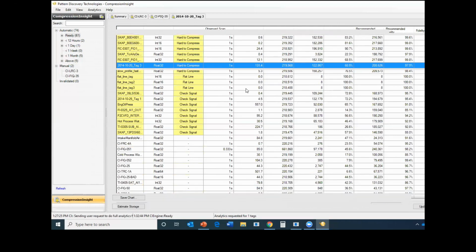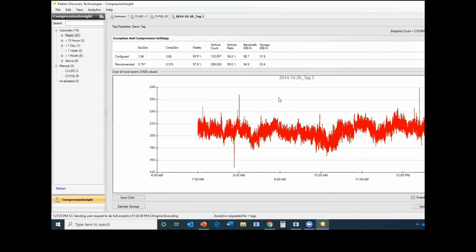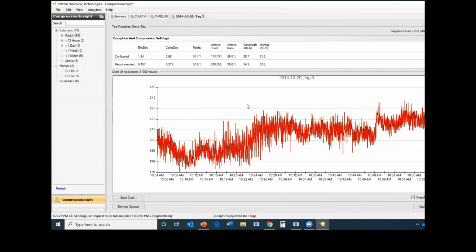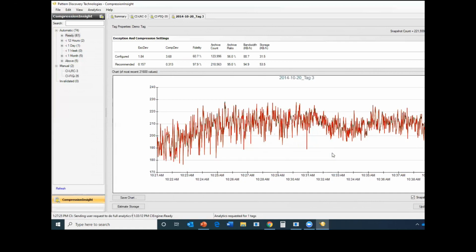If we go in and have a look here, here's a tag that we've flagged as hard to compress. I've never seen anything like that in any enterprise system. What are you talking about? Yeah, well, this is way too common an occurrence for sure. It's the real world though, right?